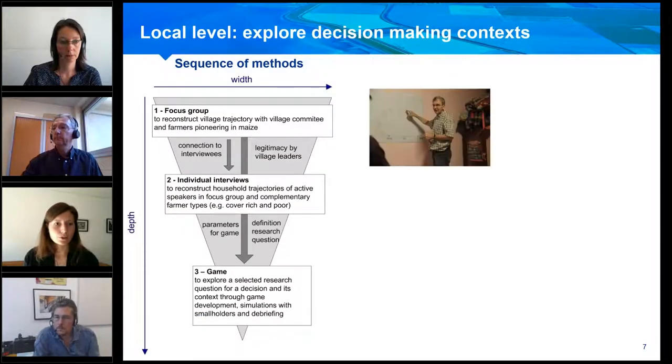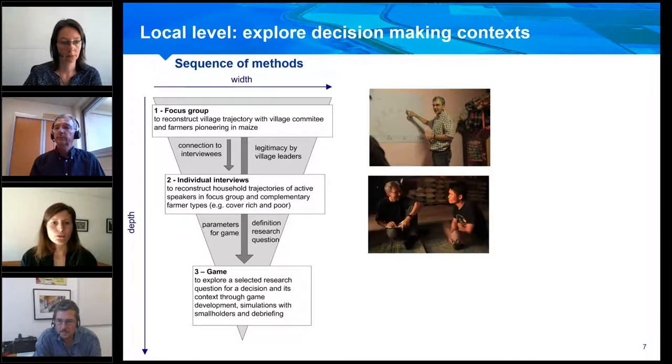We start with collecting historic context that tells us something about the history of the village, for which we invited the village committee and the knowledgeable pioneers in maize. We then used this to have a few more interviews on an individual level. And that also helped us to define a research question. So where is the village right now? What is the most relevant thing for them, so that we could really explore the decision at the moment when it is happening.